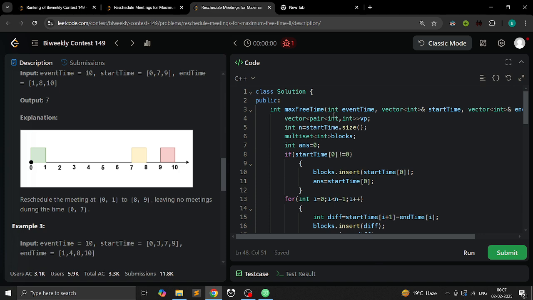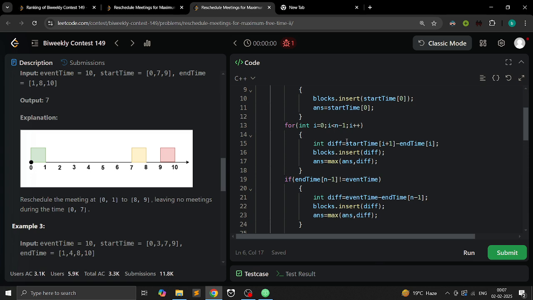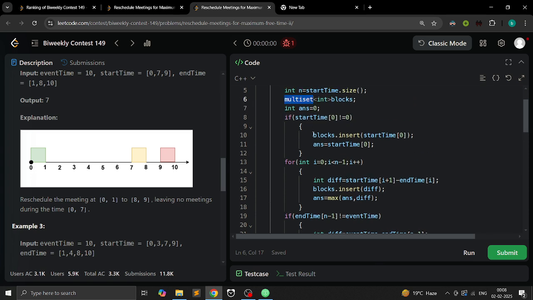So going to the code, I have one vector of pairs to combine start and end time. n is the size, the total number of meetings. I have multisets because durations can be duplicates, so I have a multiset instead of a set. I pushed all the free blocks that I have. If the first block is not starting from zero, then the first free time will be the start time of zero. Otherwise, from zero to n minus one, the free time would be start time of i plus one minus end time of i.